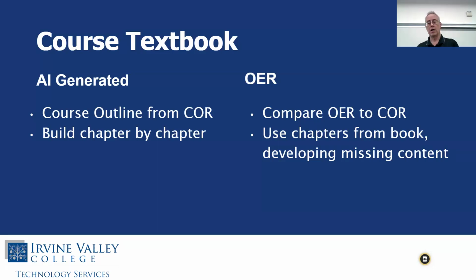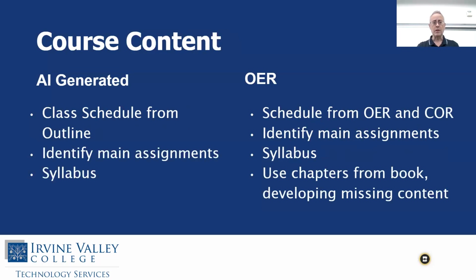So I compared the outline of record to the OER textbook, found a couple of things that were missing, and then I was able to develop just the missing content or find it in another location as was appropriate. So, things that I had AI do: one is to create a class schedule from the course outline of record. Identify the main assignments and the syllabus.